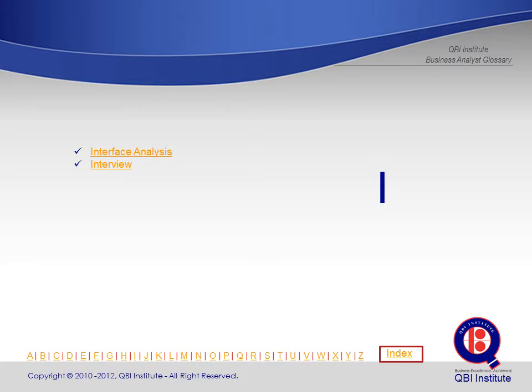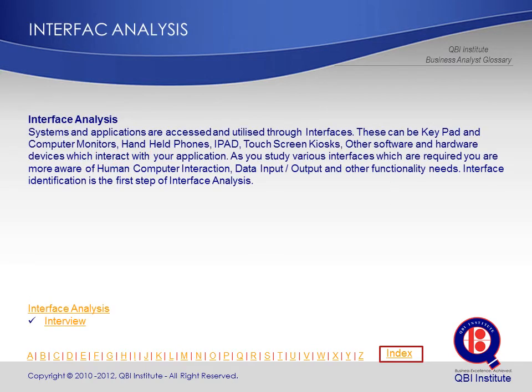Interface analysis. Systems and applications are assessed and utilized through interfaces. These can be keypads and computer monitors, handheld phones, iPads, touchscreen kiosks, other software and hardware devices which interact with your application. As you study various interfaces which are required, you become more aware of human-computer interaction, data input, output and other functionality needs. Interface identification is the first step of interface analysis.